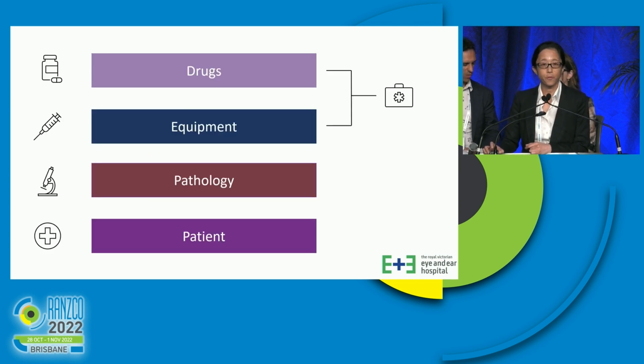And there are really 4 main things you need to think about in acutely managing these patients when you know or suspect they have endophthalmitis. Make sure you have the drugs available to you. Make sure you have the equipment available.